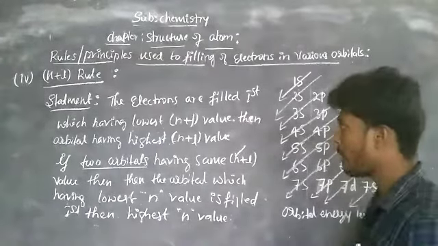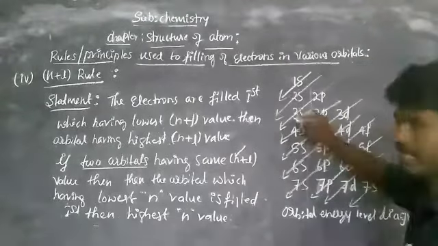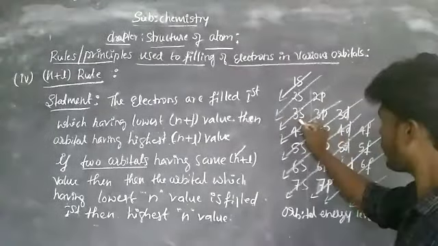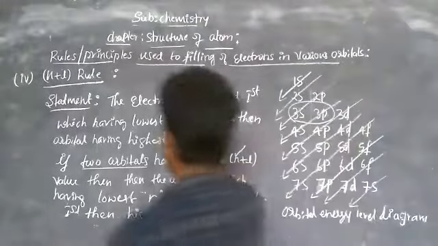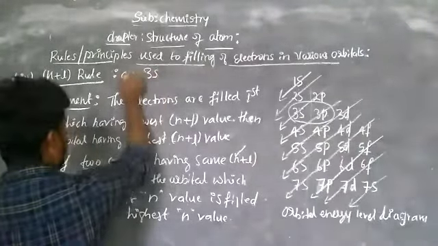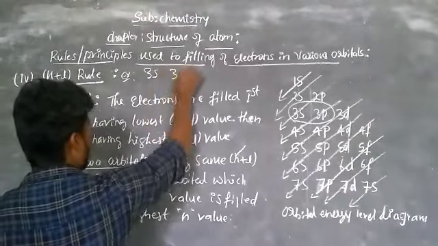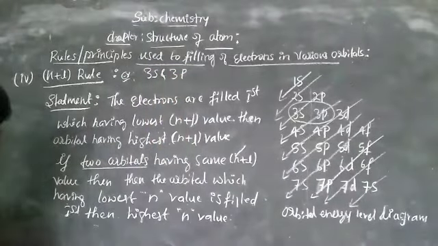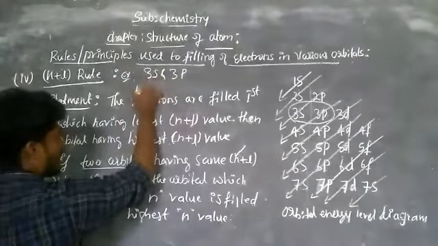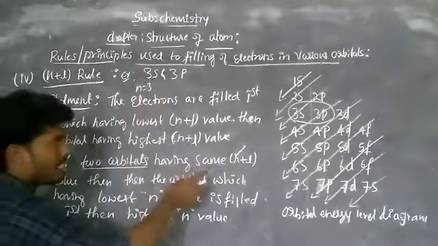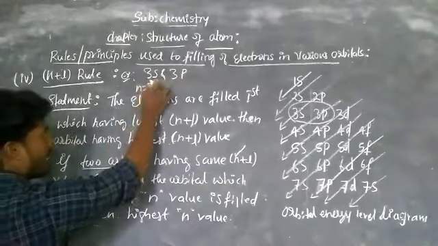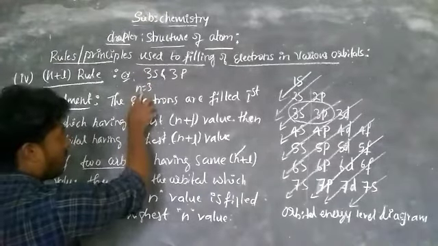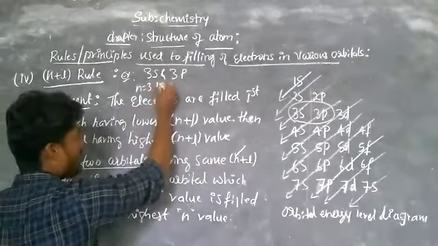Okay, for example, observe here. Take 3s and 3p. For 3s, the n value is 3. These are the n values 1, 2, 3, 4, 5, 6. For the 3s orbital, the n value is what? 3. And the l value is 0.